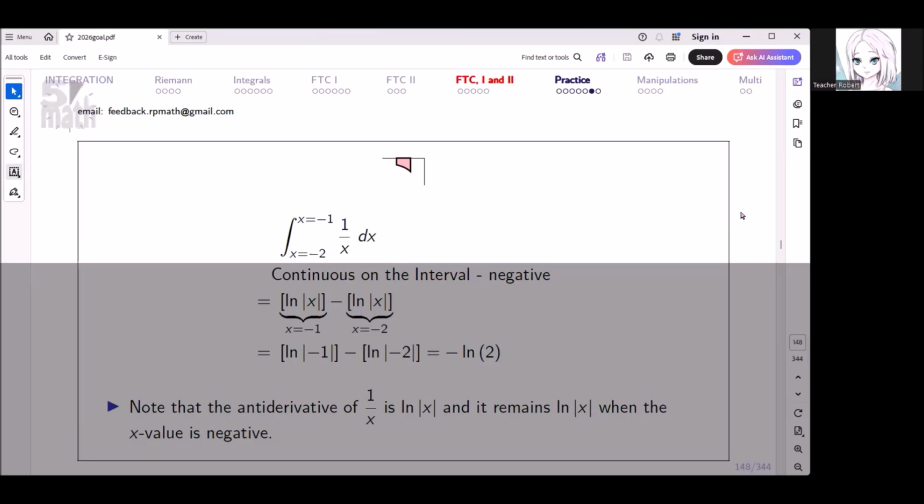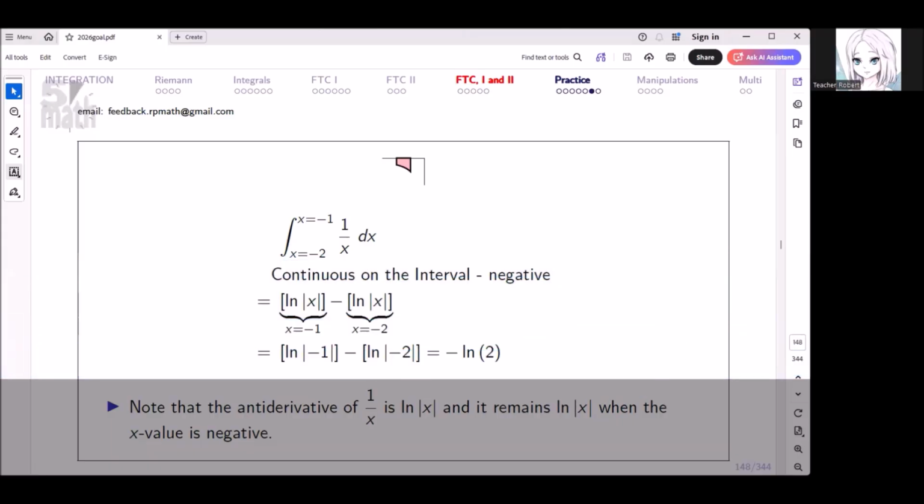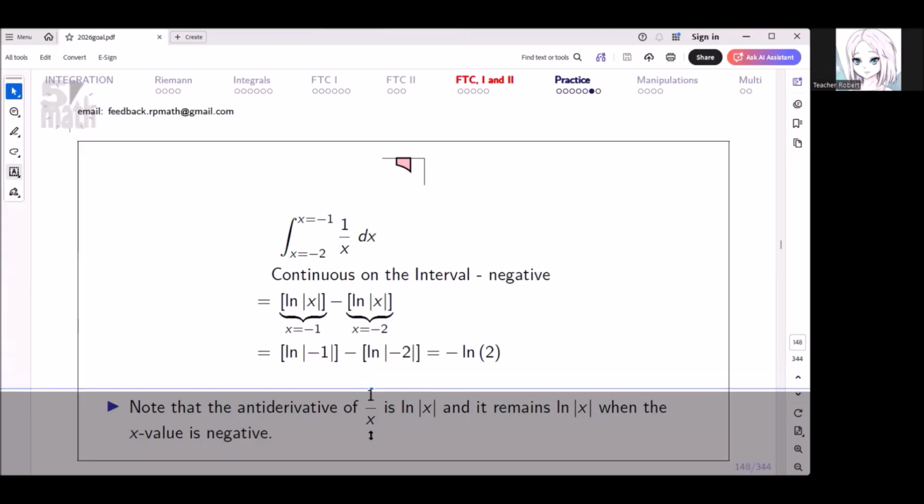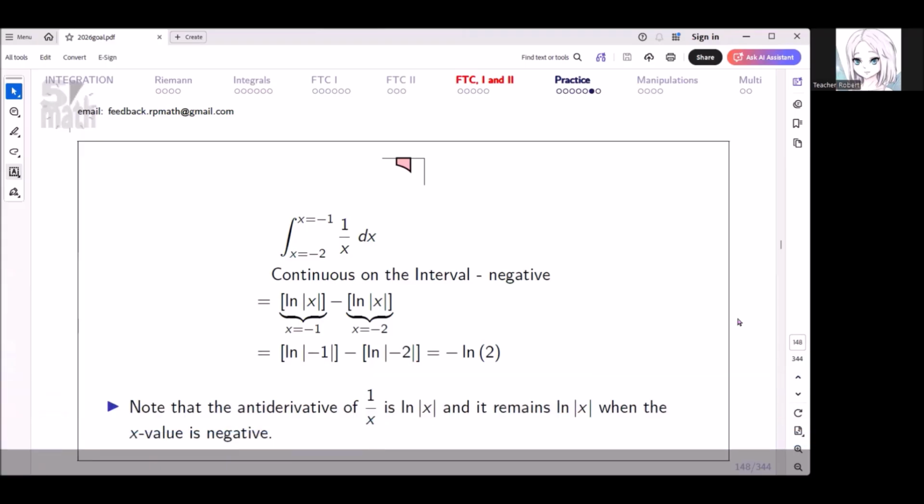Integral x equals minus 2 to x equals minus 1, 1 over x dx, we get minus ln 2. Note that the antiderivative of 1 over x is ln absolute value x, and it remains ln absolute value x when the x value is negative.